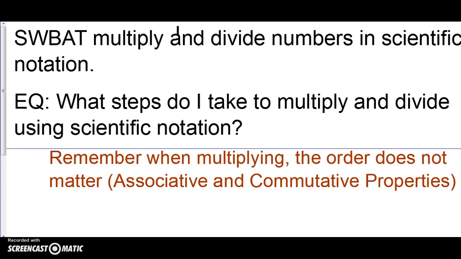What steps do I take to multiply and divide using scientific notation? That will be plenty for your summary. Then I added a reminder that when multiplying, the order does not matter because of the associative and commutative properties. And I'll show you what I mean by that.